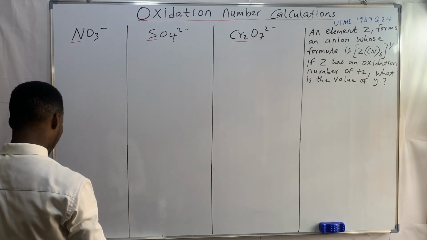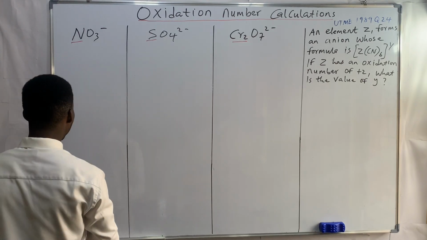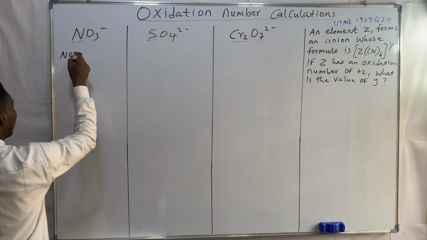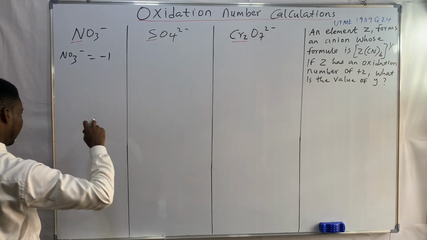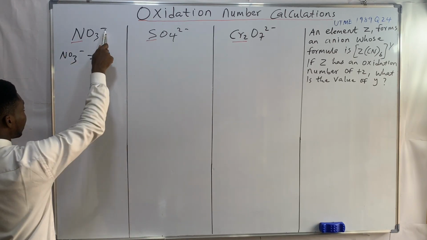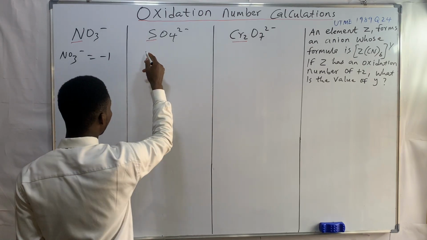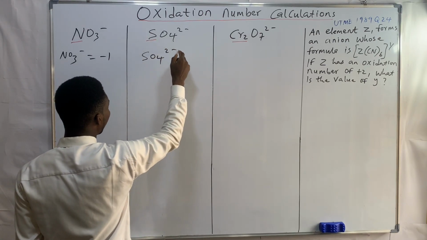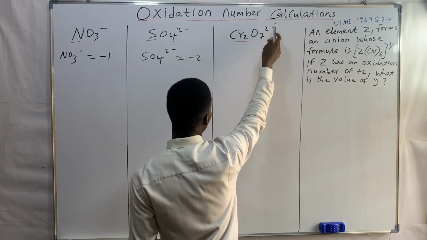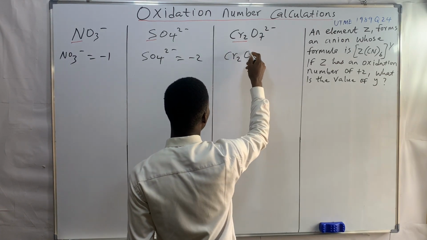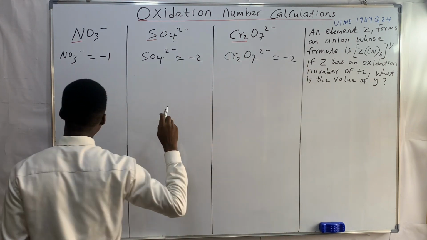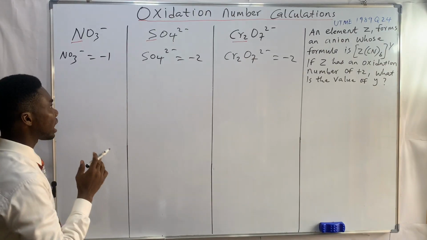Okay, now how do we go about this? For the nitrate ion, NO3 minus, we simply equate it to the net charge it carries, which is minus 1. For sulfate, SO4 2 minus equals minus 2, which is the charge. And for dichromate, Cr2O7 2 minus equals minus 2. So that is the very first step.